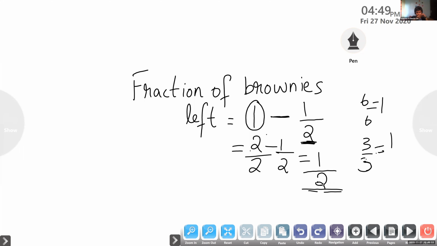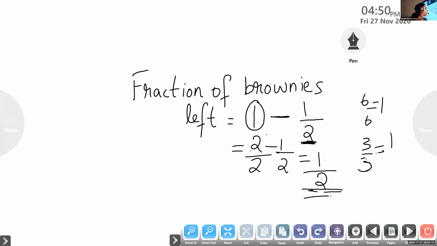Ma'am, we can also write 6 by 6 minus 3 by 6 directly. Yes, that also you can write: 6 by 6 minus 3 by 6. What will you get? 3 by 6. Again you can reduce. You will get 1 by 2. So I can write 6 by 6 minus 3 by 6 is equal to 3 by 6 is equal to 1 by 2.